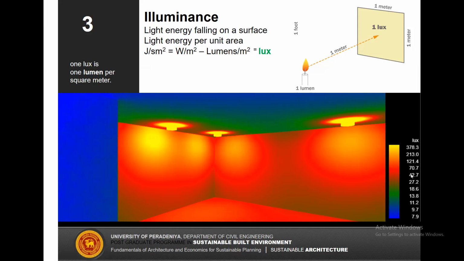So what this graph shows, for example, is that the different colors don't show colors. What they show is the amount of lux, the illuminance on the surface. So this bright color means it's highly illuminated, about 378 lux. Towards this blue region, it's about 9.7. So you can see less illumination here, high illumination somewhere there. With this simulation, you can calculate and see whether the amount of illumination is sufficient or not before construction.